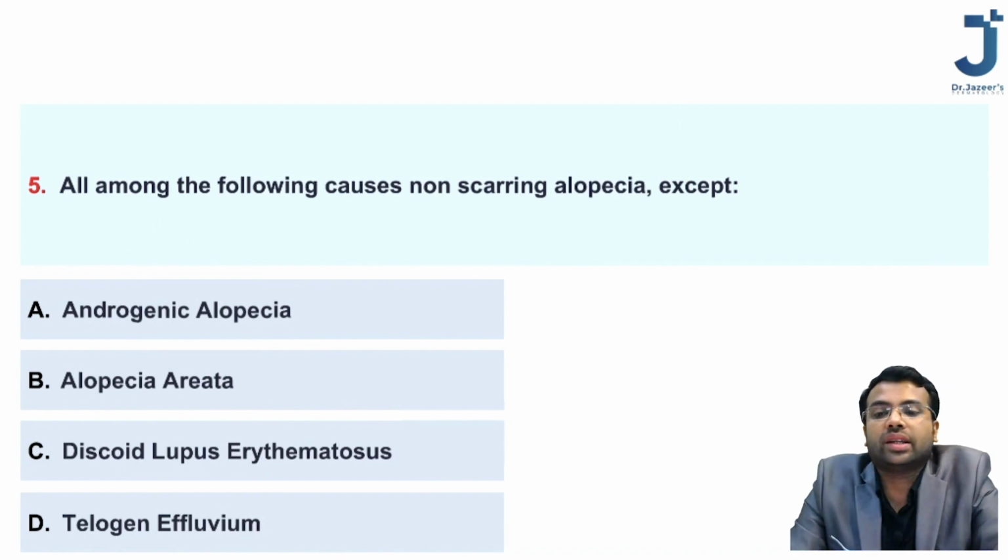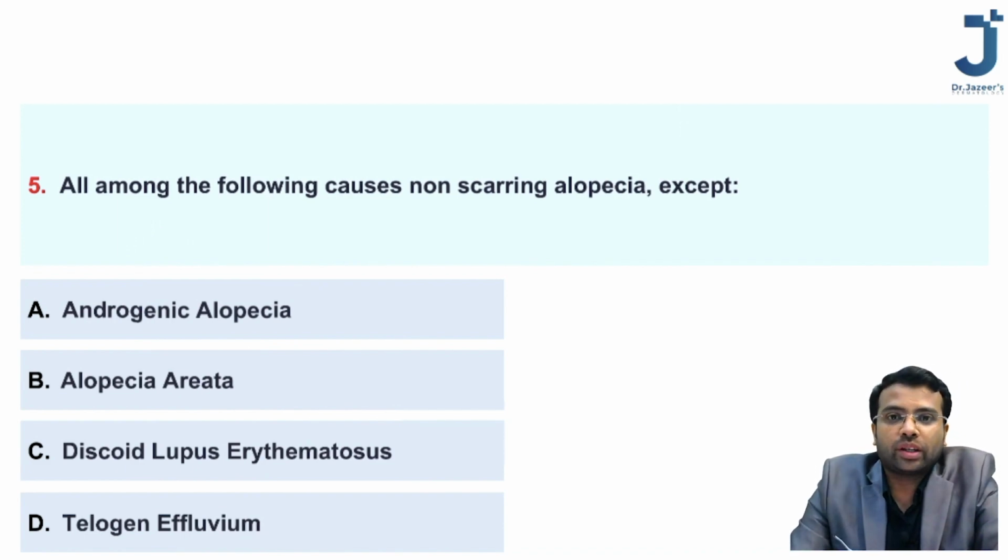So now let us see the next one. All among the following cause non-scarring alopecia except. So there are two types of alopecia. The first one is the scarring type of alopecia. The other is the non-scarring type of alopecia. So what are the causes? Now the question says all are going to be non-scarring except.